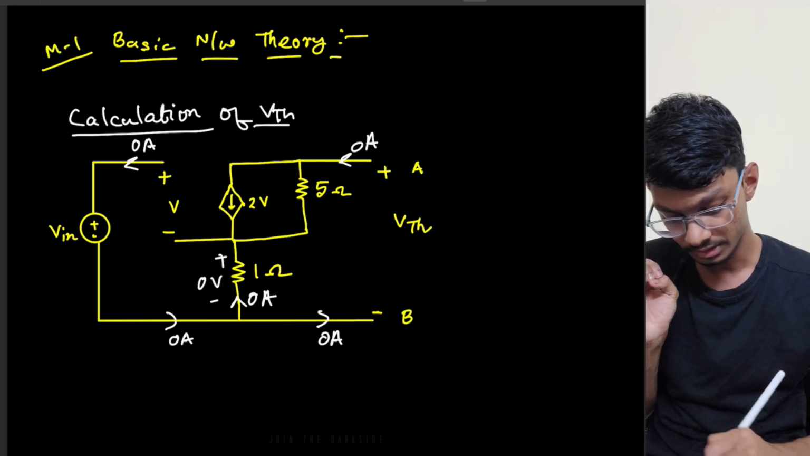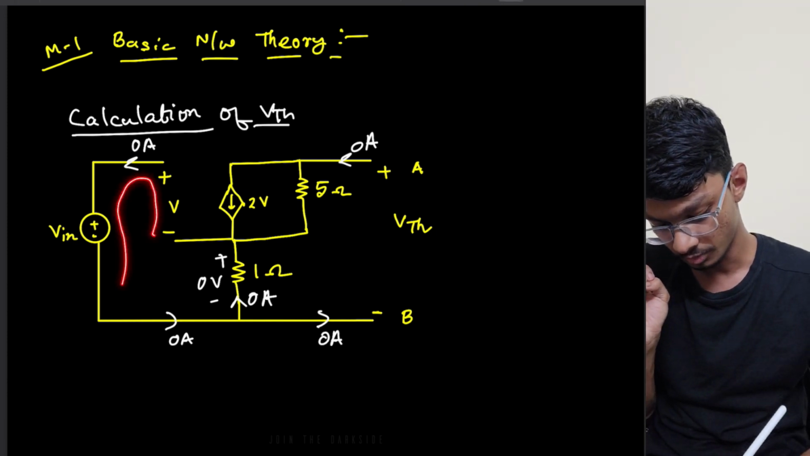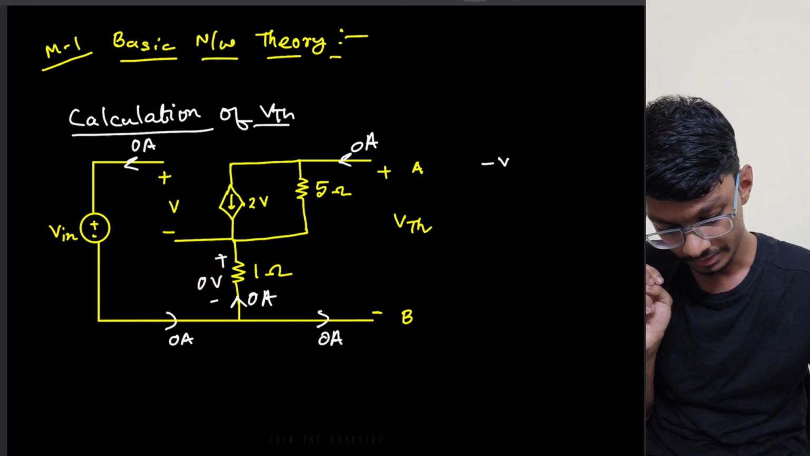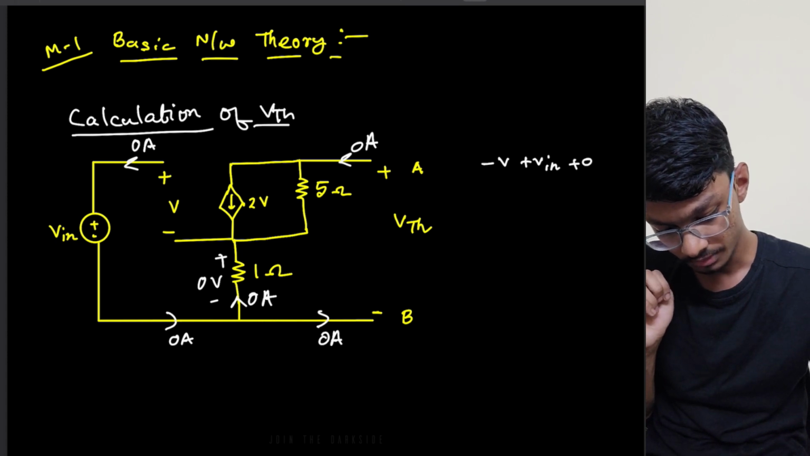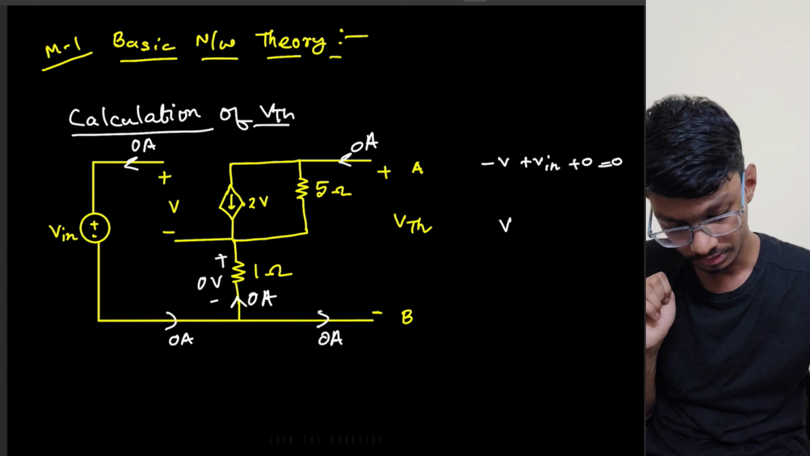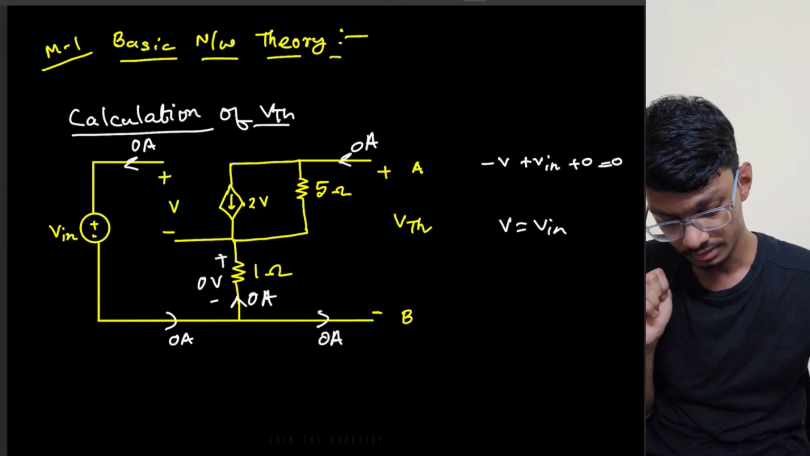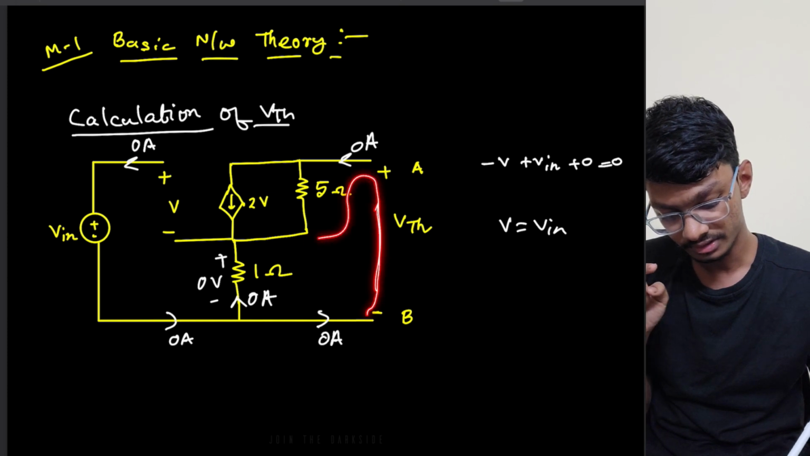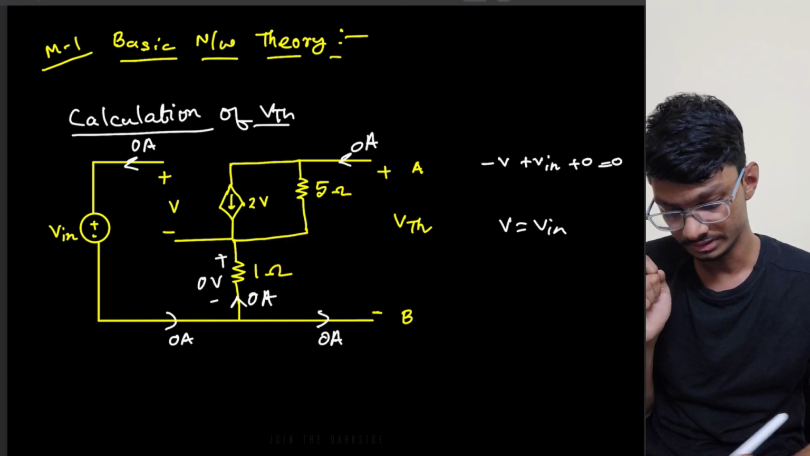If I apply KVL from this point and go from here to here, what will be this V volts? So minus V plus Vin plus 0 equals 0, so V equals Vin. Now, what is this VTH? If I apply the KVL at the outer loop, we'll get VTH.